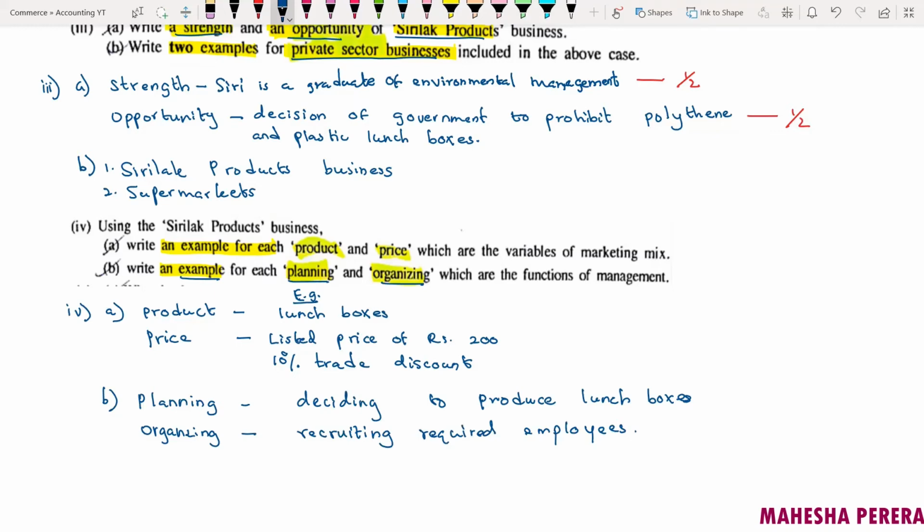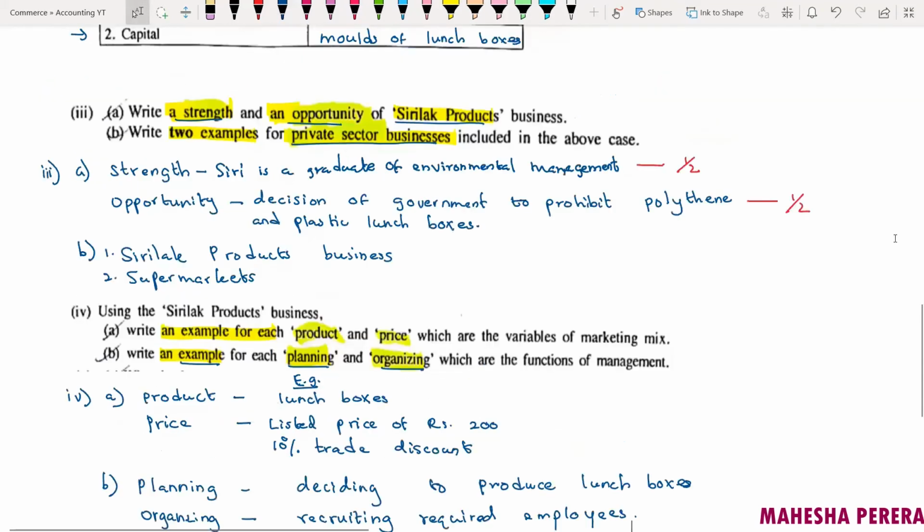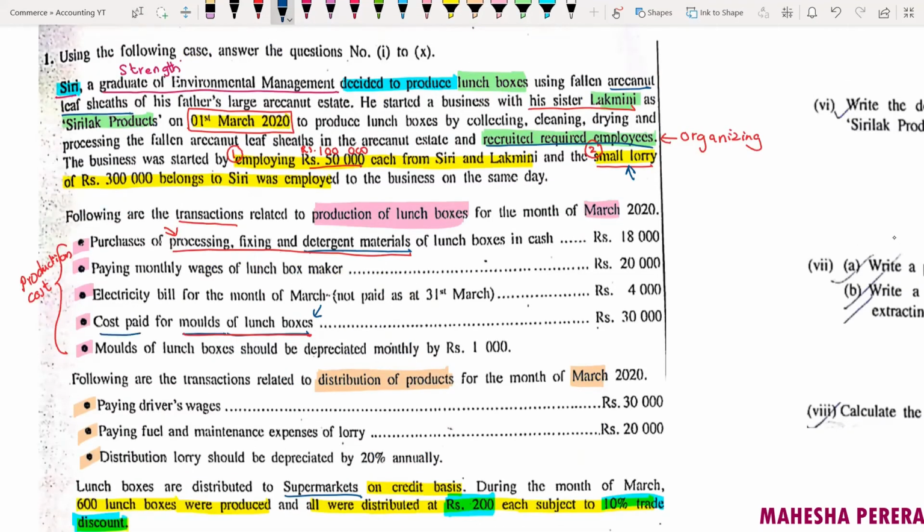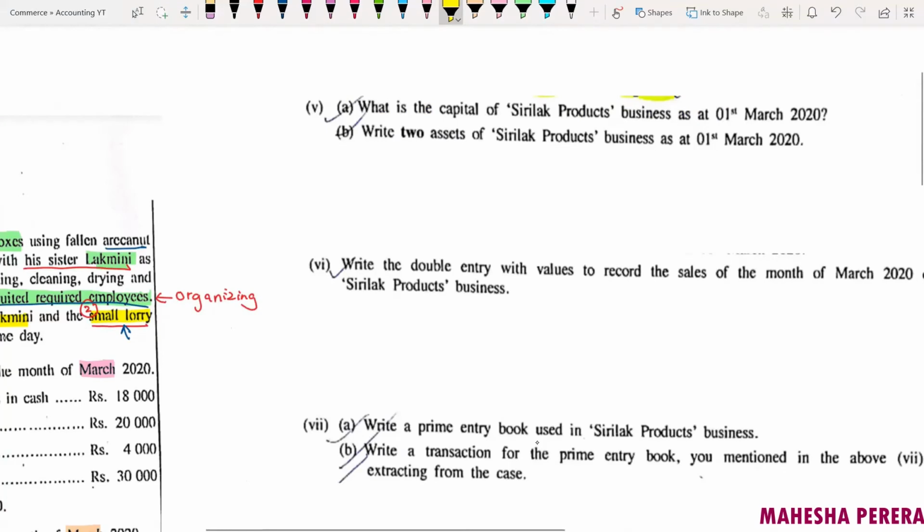And not only recruiting employees, for organizing you can write purchasing any asset to produce the product, right? You can write as an example. Now, if you go through the transactions, purchasing molds of lunch boxes, right? That is actually an example for organizing. But already we have written a very good example, recruiting employees. Right, this is our first accounting question.